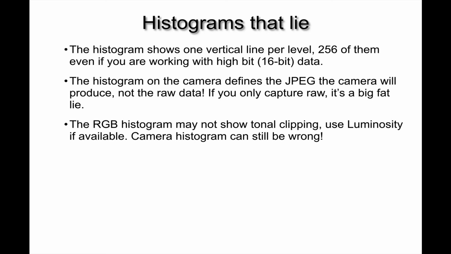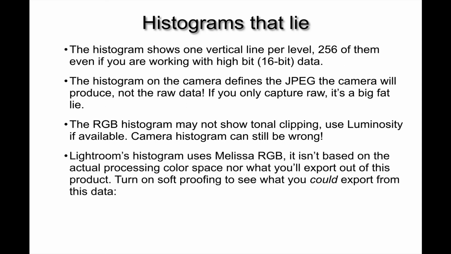The RGB histogram may not show tonal clipping, so you might want to use luminosity if possible. As you'll see, even the camera histograms can be wrong, even if they show you a luminosity histogram. Another lie, so to speak, is in Lightroom's histogram. It's showing you the histogram outside of soft proofing, called Melissa RGB, and it isn't based on the actual processing color space that Lightroom is using.